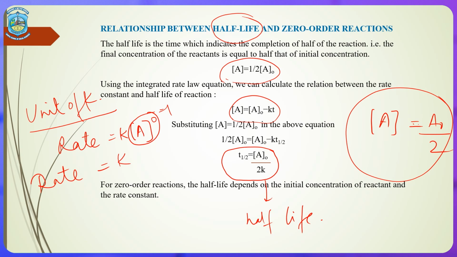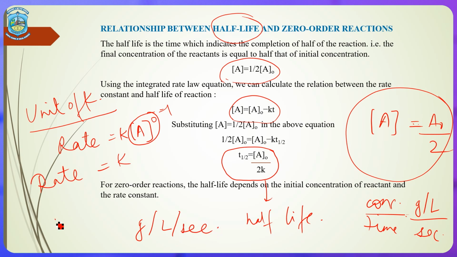And we know that rate means concentration upon time. If I express concentration in terms of grams per liter, and if I am taking time in seconds, I will get grams per liter per second. So this is my unit of k for a zero order reaction.